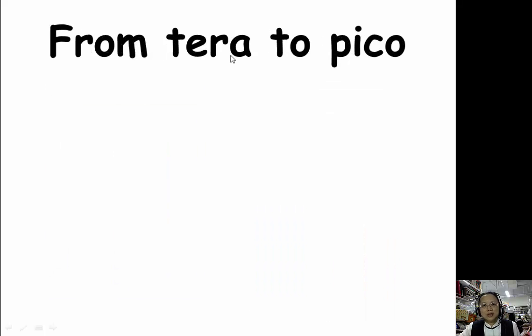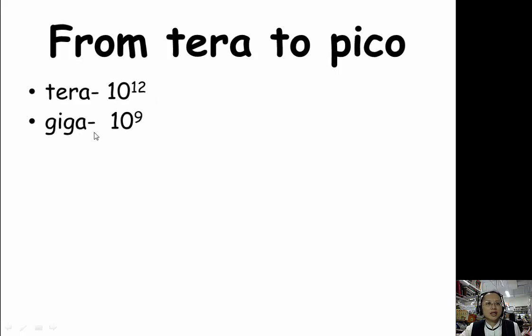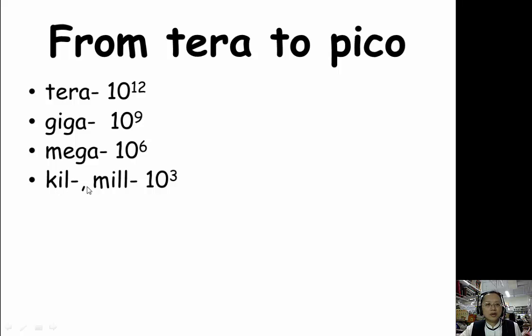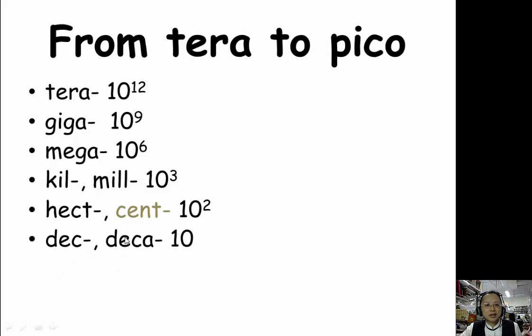At the end of this, let's get familiar with all the prefixes that are related to numbers. From tera to pico. Tera is really big and pico is really small. Tera is 10 to the 12, and giga, which I was talking about as in gigabyte, is 10 to the 9. Mega is 10 to the 6. Kilo and mil is 10 to the 3. Hect, cent and centi is 10 to the 2. And then dec and deca is 10 to the 1, or we can just say 10. Uni, mono is 1.